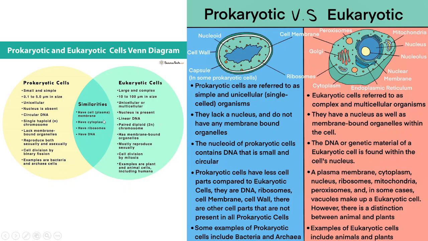What are the similarities though? They both have cell membrane, they both have cytoplasm, they both have ribosomes, obviously, because ribosomes are required for protein synthesis. And however less developed a cell can be, it cannot survive without protein synthesis. So both have ribosomes, and obviously both have genetic material, which is the DNA. So that's the difference between prokaryotic and eukaryotic cells.